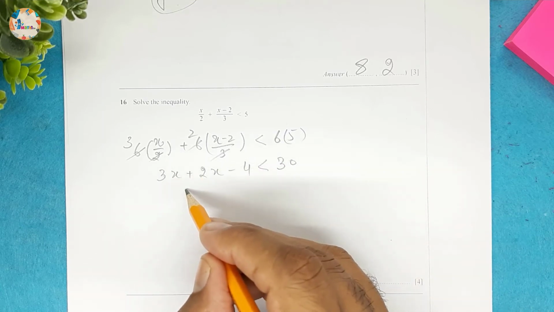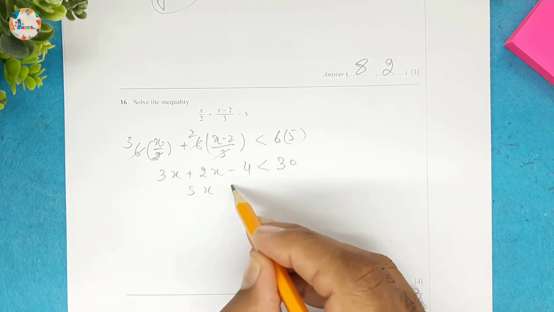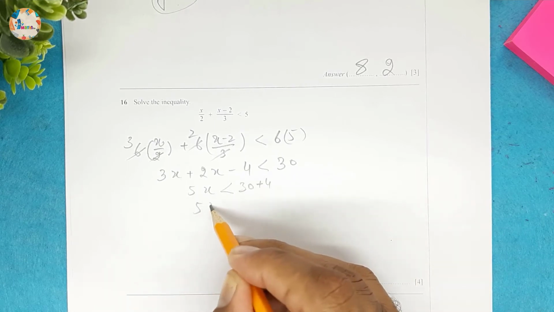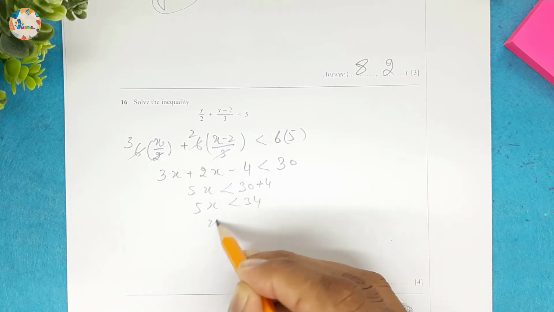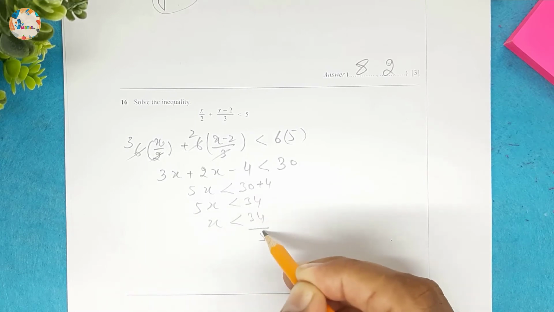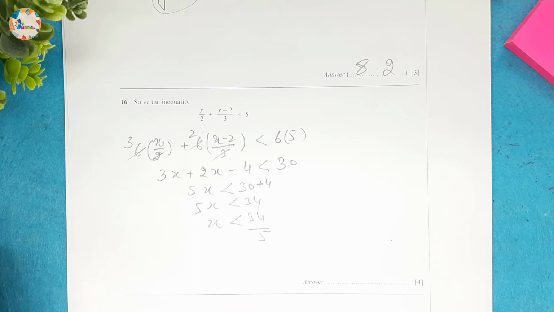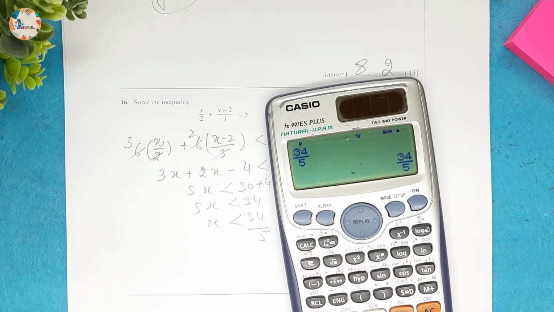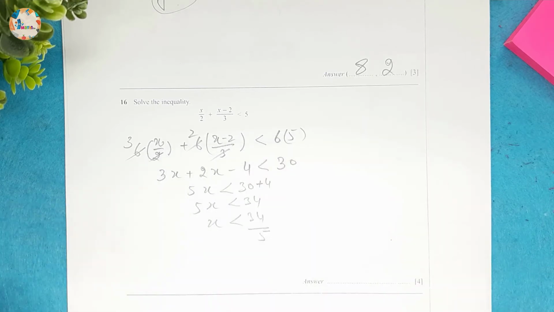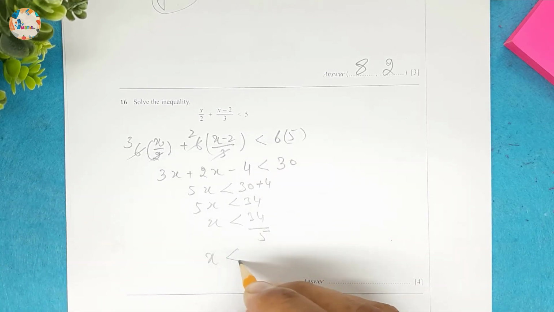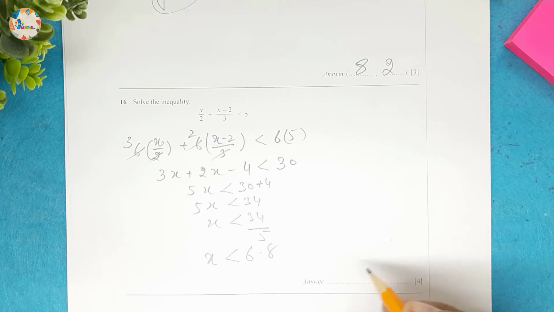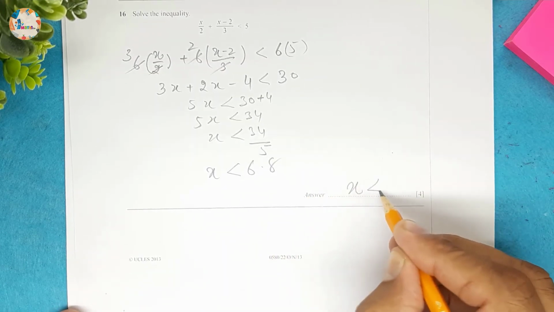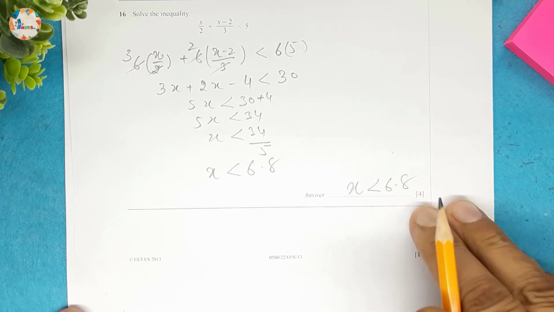3x plus 2x will be 5x. 5x is less than 30 plus 4. So 5x is less than 34. So x is less than 34 by 5, and 34 over 5 is written as 6.8. So we can write x is less than 6.8. So the answer will be x is less than 6.8. This will be our answer.